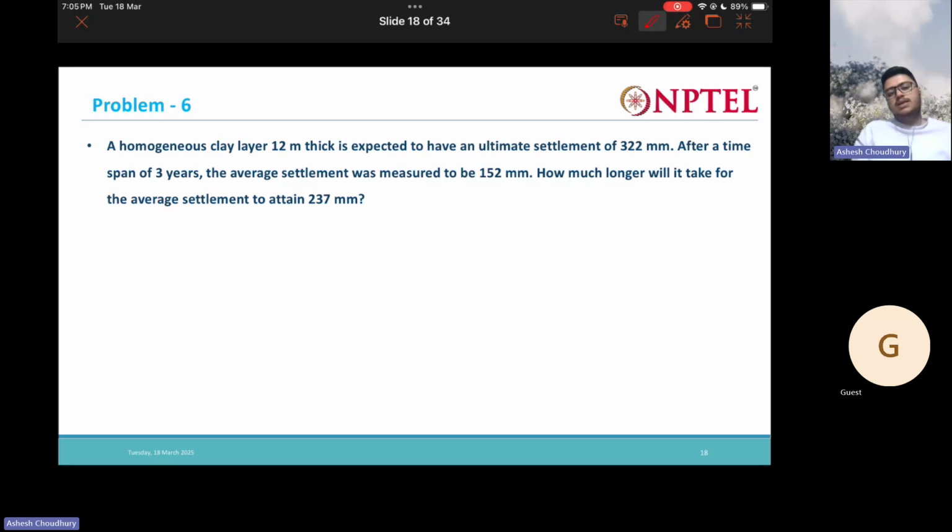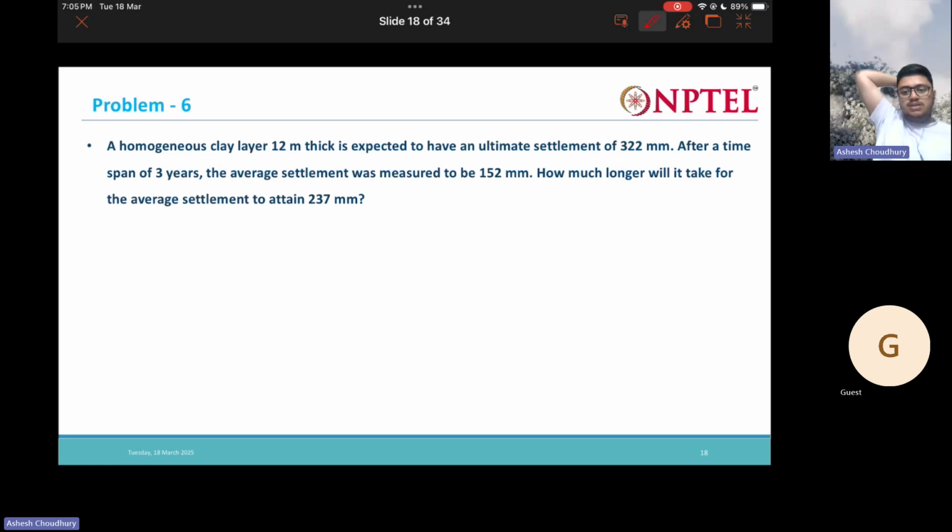Okay, the homogeneous clay layer 12 meter thick is expected to have an ultimate settlement of 322 mm. After a time span of 3 years, the average settlement was measured to be 152. Ultimate settlement is 322 mm. In 3 years, the settlement that occurs is 152 mm. So 152 by 322 will be my degree of settlement after a span of 3 years.